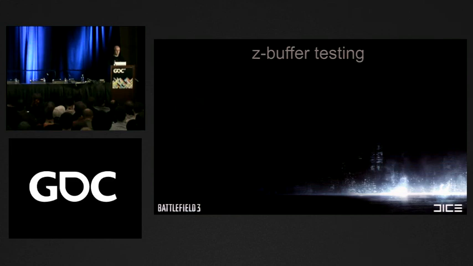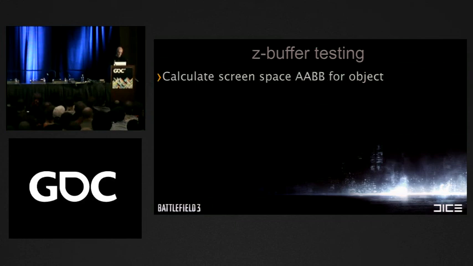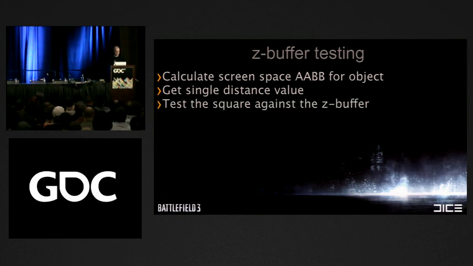Then we actually need to use this C buffer for something. So here's how we do our C buffer testing. We simply calculate the screen area of an object again, just project it down to screen space. Then we take the minimum distance value from the camera, which is one C value. This single C value is used when testing against the C buffer.